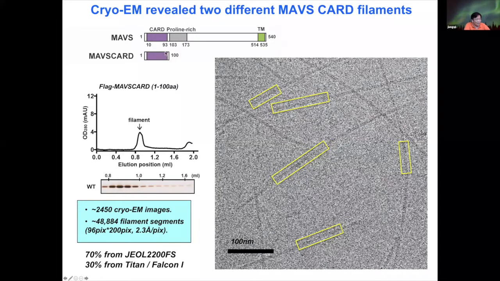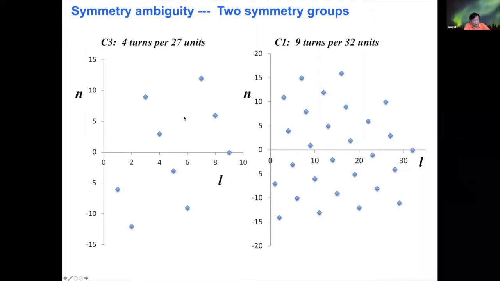We can purify the individual CARD domains and form the filaments. We can also purify the active domain of the full-length protein, except the transmembrane domain. This whole protein can also form a similar filament, except it has a lot of aggregates on the surface of the filament. In this sample, we discovered that there were two different kinds of filaments. One type has C3 symmetry, the other has C1 symmetry.